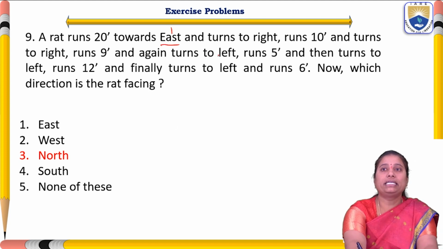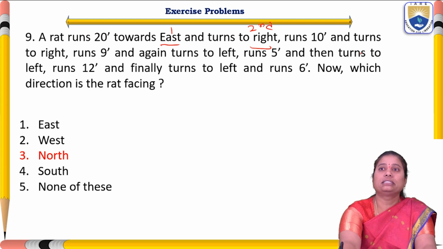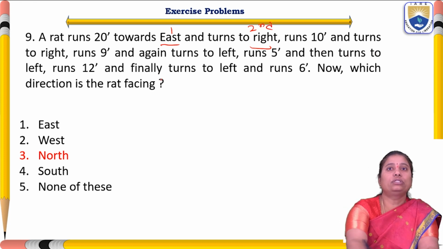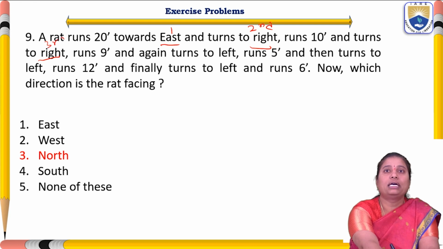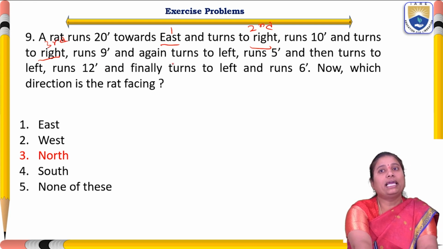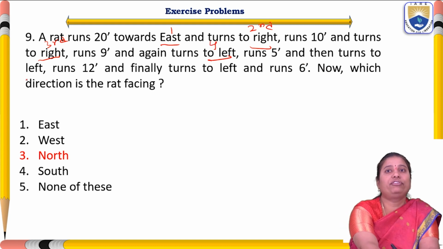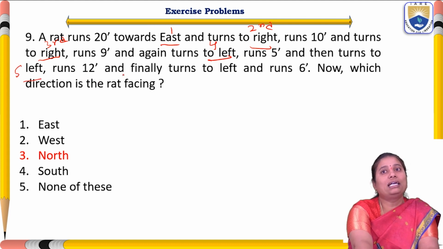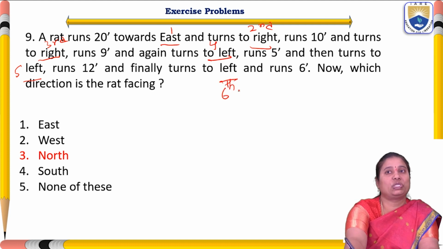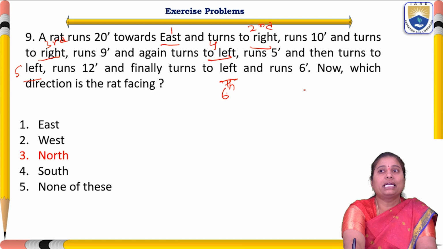Now, ninth one: a rat runs 20 (whatever the measurement is) towards the east, first movement, and turns to the right, second movement, and runs 10 and turns to the right, third movement, and runs 9, and again turns to the left, fourth movement, and runs 5, and then turns to the left, this is the fifth movement, and runs 12 and finally turns to the left. 6 turnings it has taken, the 6th turning, and runs 6. Now, which direction is the rat facing?